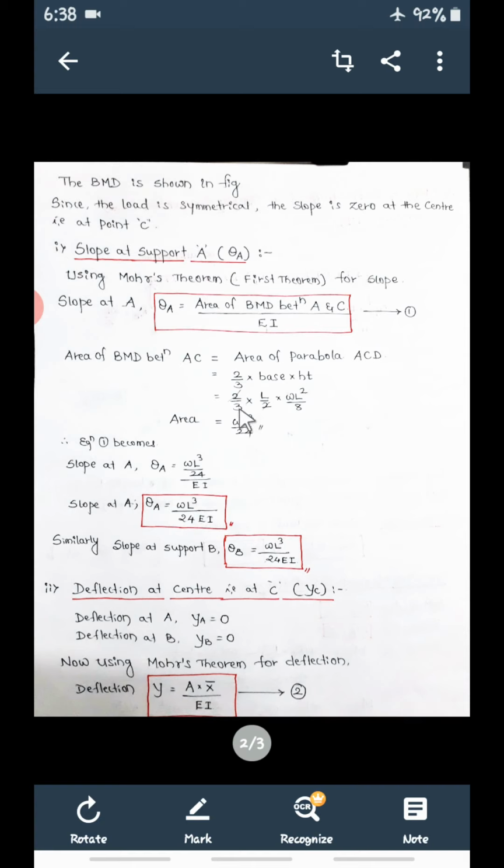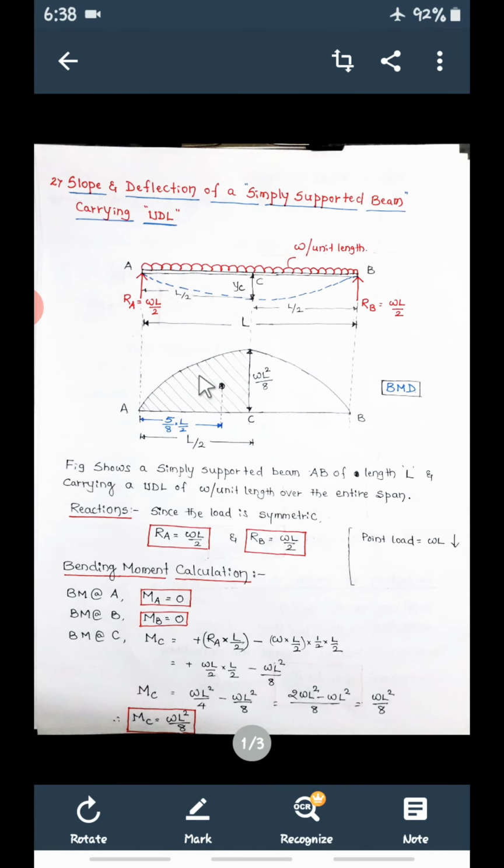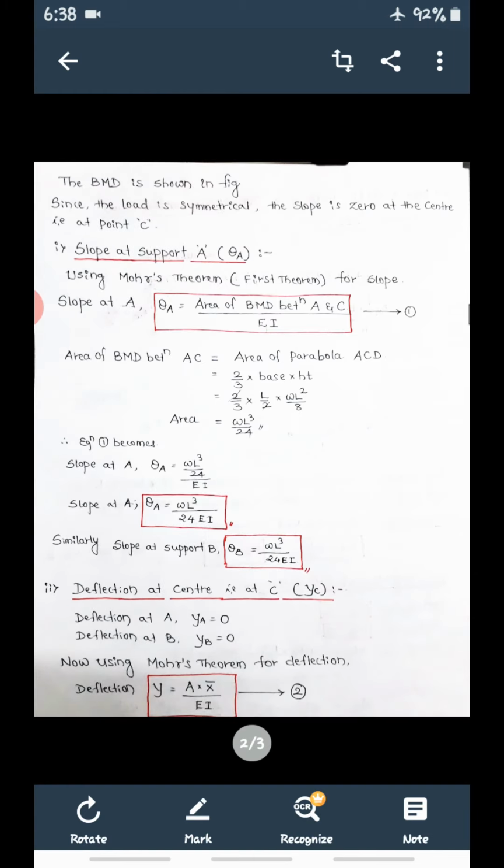So 2 by 3, what is the base? Only we are considering this much, so the base will be L by 2. Then the height will be WL square by 8, which we already calculated. So 2 by 3 into L by 2 into WL square by 8. Therefore the area is, this 2 gets cancelled, so it is W L square and L is W L cube, divided by 24 at the bottom. So the area of the bending moment diagram between A and C is W L cube divided by 24.